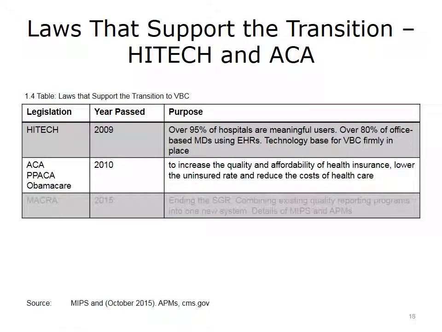What caused this change? The greatest factor has been healthcare legislation. There are three main pieces of legislation that facilitate the move to value-based care. They are known by the acronyms HITECH, ACA, and MACRA. Recall that the U.S. spends more money than similar nations, but produces worse outcomes. This was a driving factor behind the change in healthcare legislation.